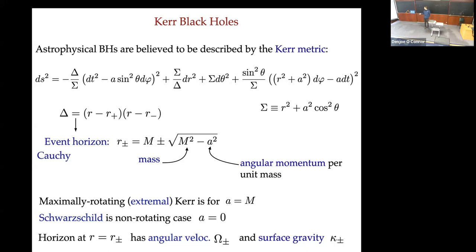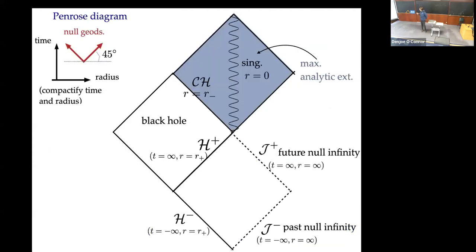Each horizon, r plus and r minus, has an associated angular velocity, omega plus or omega minus, and surface gravity, kappa plus and kappa minus. This is an exact solution of Einstein's equation of general relativity.